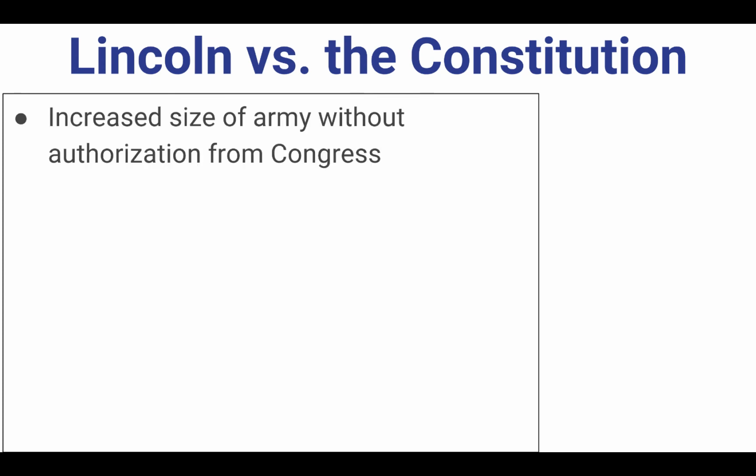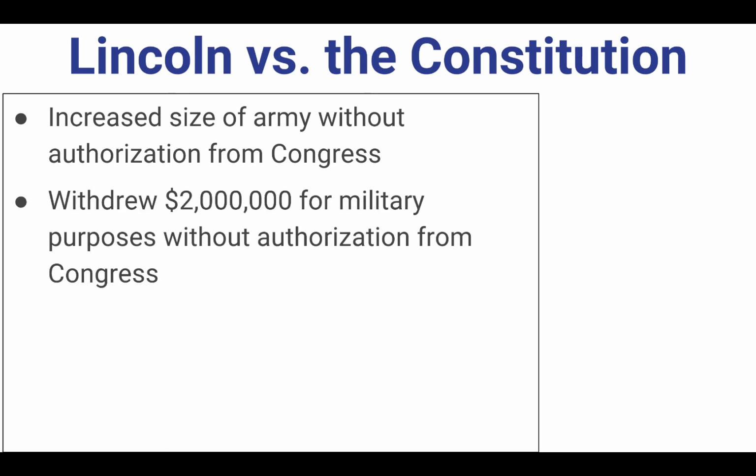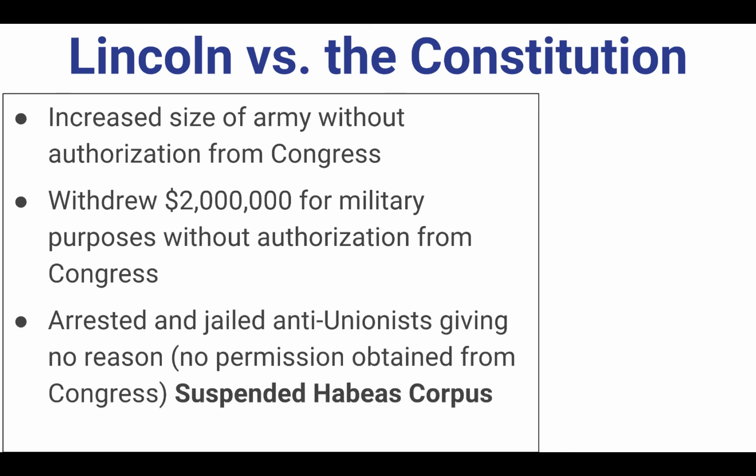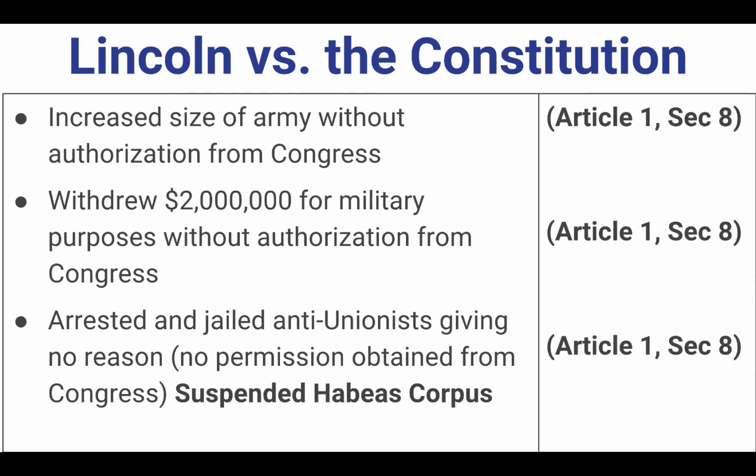For example, he increased the size of the army without authorization of Congress. He withdrew $2 million for military purposes without the authorization of Congress. He also arrested and jailed anti-unionists, giving no reason, without permission from Congress. That's called suspension of habeas corpus, which means you can be jailed and held indefinitely without even being told why you're there. All three of these things go against Article 1, Section 8 of the Constitution, which gives Congress the right to grant these things, not the president.